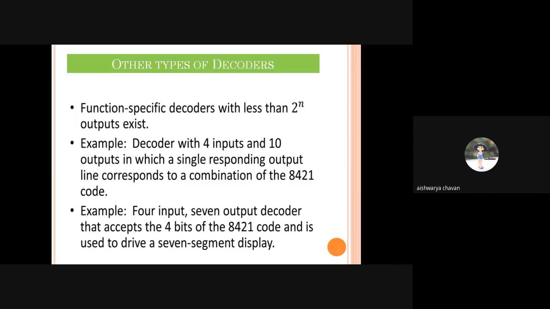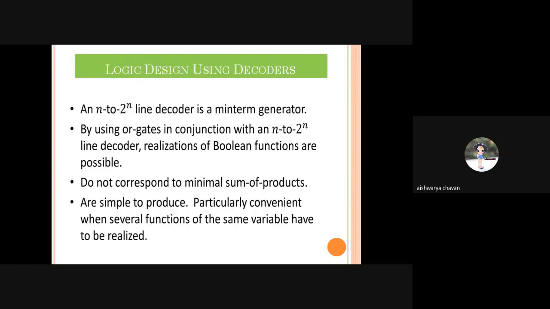Now see, some other types of decoders have 4 inputs and 10 outputs, in which a single responding output line corresponds to a combination of the 8421 code. For example, a 4 input 7 output decoder accepts the 4 bits of the 8421 code and is used to drive a 7 segment display. So when using a 7 segment display, we use this decoder to decode it.